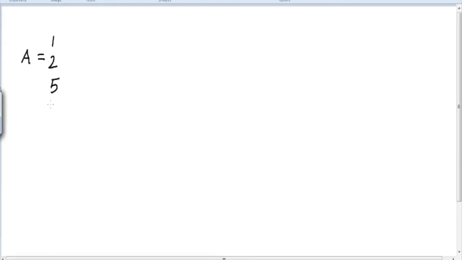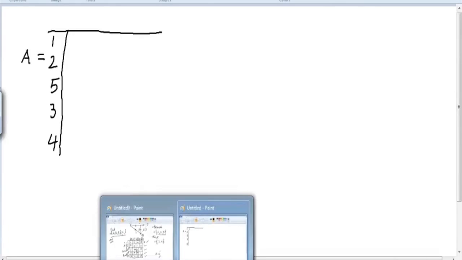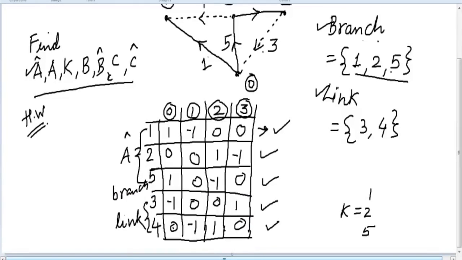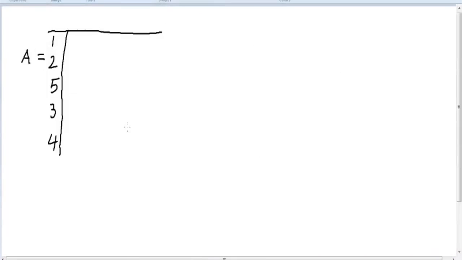So 1, 2, 5 and 3, 4. These are our elements. And why are we writing in this sequence? Only because 1, 2, 5 are our branches, and 3 and 4 are our links. That's why we are writing in this way. If we would have taken 1, 2, 3 as branches and 4 and 5 as links, then we could have written in the sequential manner, that is 1, 2, 3, 4, 5. But as in the problem itself, 1, 2, 5 were branches, we have to write this as 1, 2, 5 only. We cannot write it as 1, 2, 3, 4, 5.